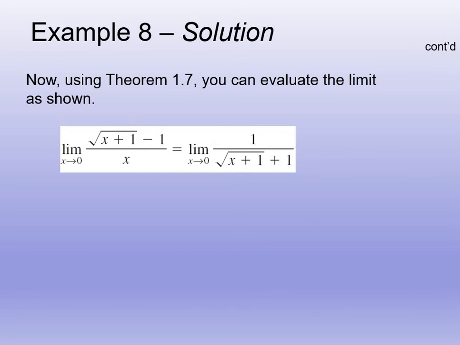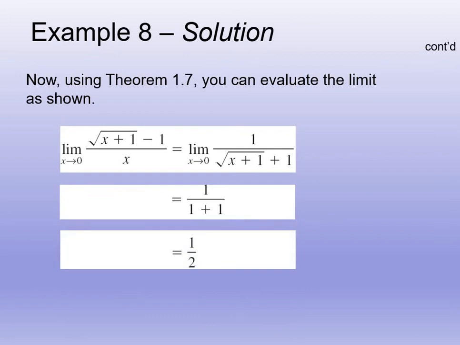So we're going to agree at all points but 1. Okay? So in this case, now we're going to take the limit of 1 over the square root of x plus 1 plus 1 as x approaches 0. Now when we do direct substitution into this, okay, we get the square root of 0 plus 1, which is the square root of 1, which is 1. So we get 1 over 1 plus 1, which ends up giving us 1/2. Okay? So just another method, rationalizing the numerator.